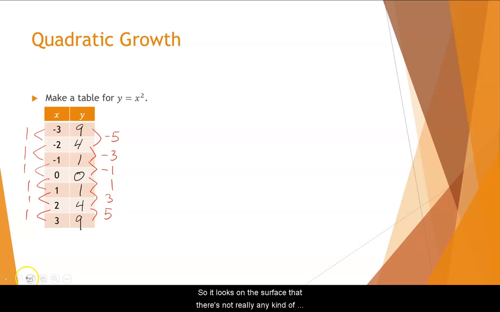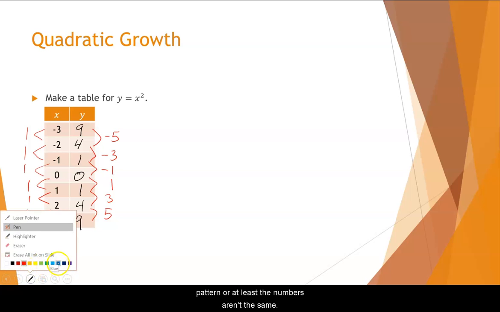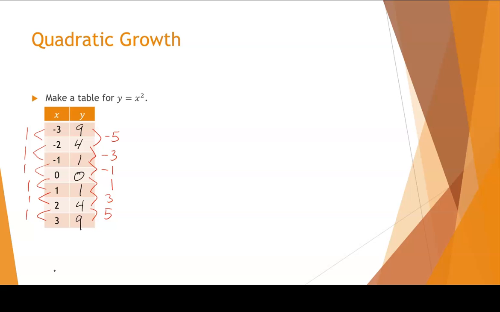So it looks on the surface that there's not really any kind of pattern there. At least the numbers aren't the same. But there is a pattern. Look at those numbers, 1, 3, 5. If I were to make another row and plug in 4 for x, 4 squared is 16, I can guess what this number is because I see that these are increasing odd numbers. I'm guessing the next number is 7, and sure enough, the distance from 9 to 16 is 7. The next one should be 9, putting this at a 25, and sure enough, if we plug in 5 for x, the y value would be 25, and so that's a step increase of 9.